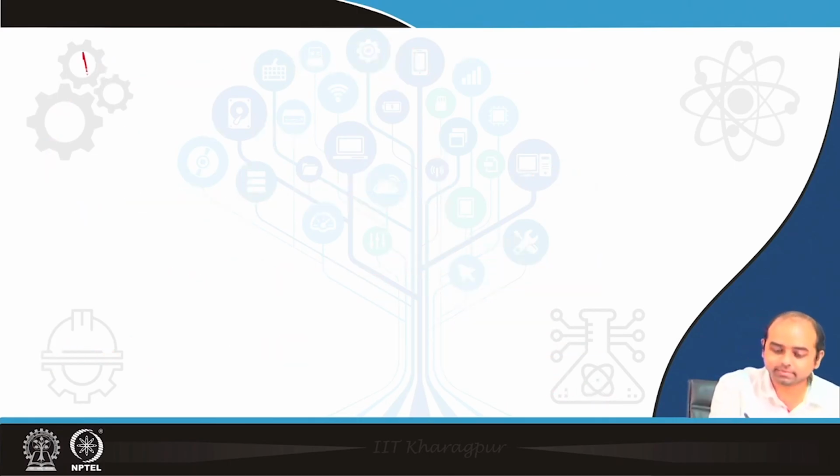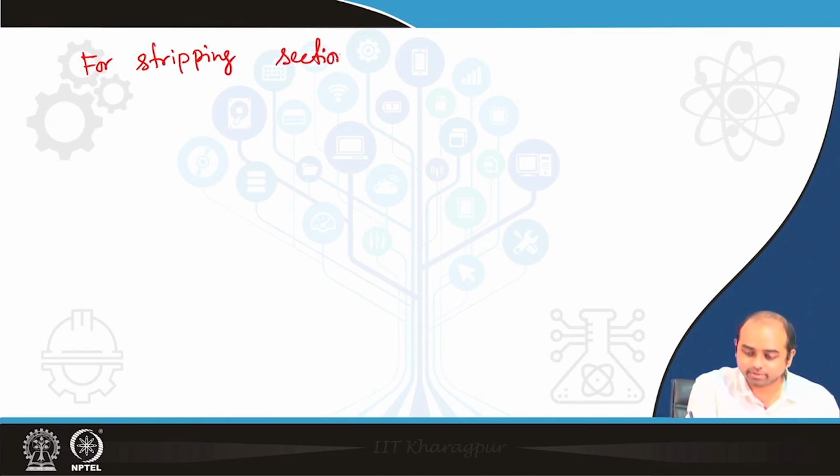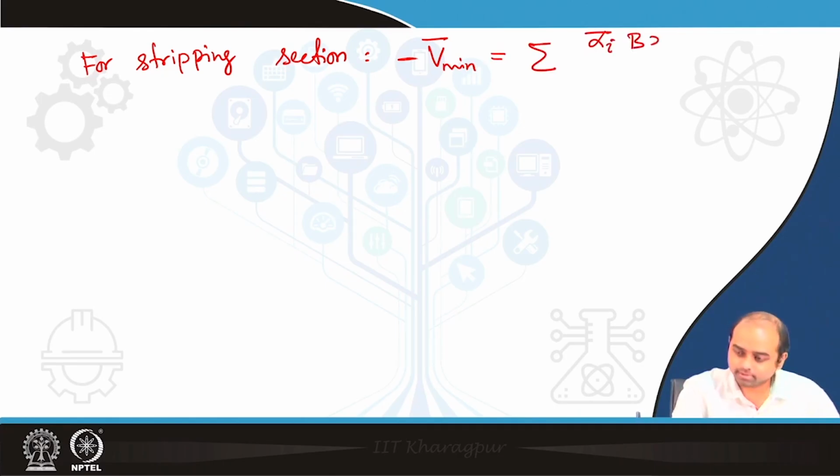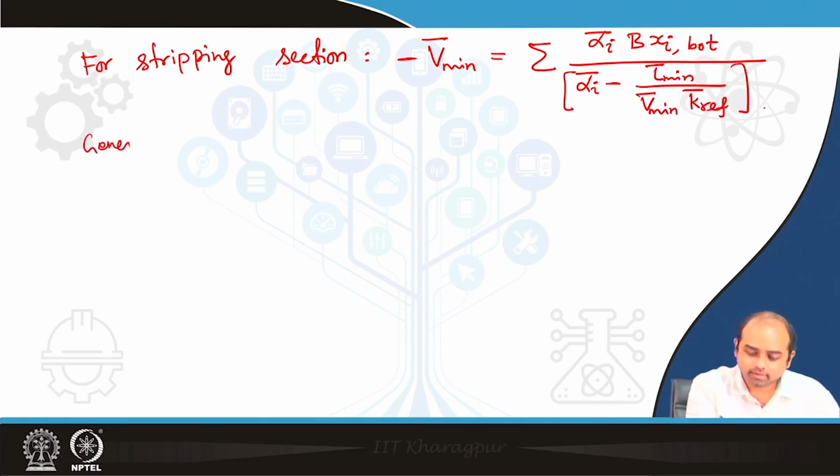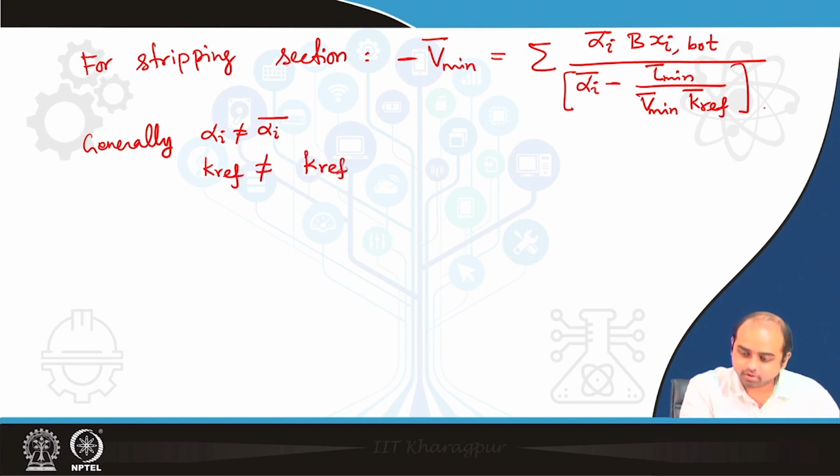So for the stripping section, the same equation can also be obtained. I am not doing that calculation here, but for the stripping section you can also get the same equations. Let us write that using a bar, just to segregate the stripping and the enriching section, right? Instead of distillate you will get bottom. Right. So generally this alpha I is not equal to the alpha I bar, as well as K ref in the stripping and the enriching section is not equal, right?